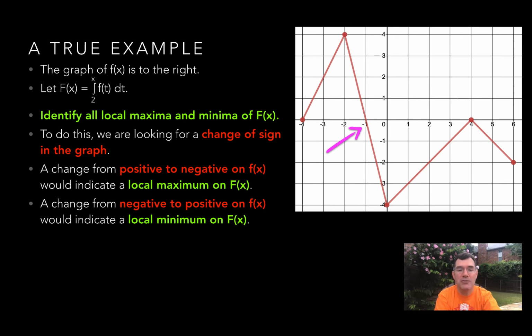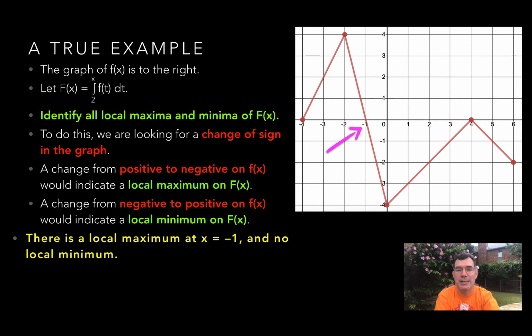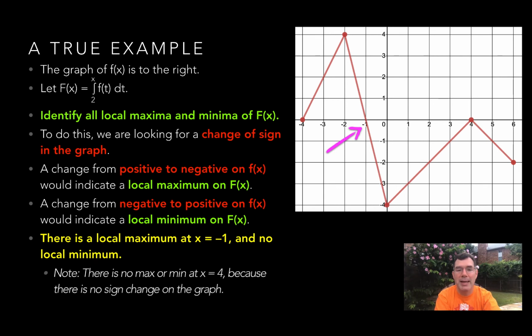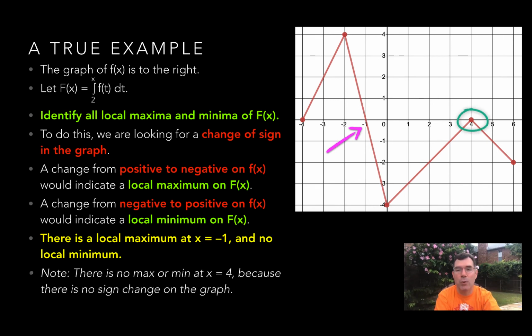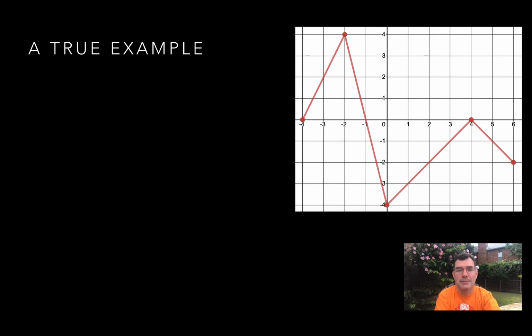If there was a change from negative to positive on this graph, then that would be a local minimum, but I don't see that anywhere. So there's only a local maximum on the graph of capital F of x, but there's no local minimum. And some of you might be looking at x equals 4, because the graph does touch the x-axis there, but because the graph does not change sign at x equals 4, I can't say that there's a local maximum or a minimum on capital F of x.